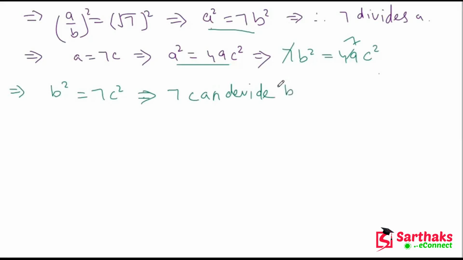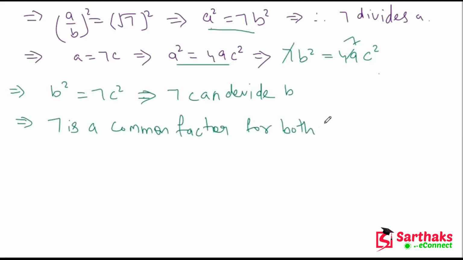Okay, so now 7 is a common factor, because it is coming in both a and b. So 7 is a common factor for both a and b.